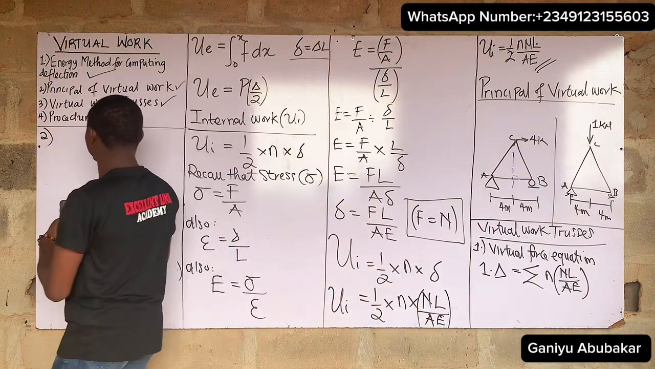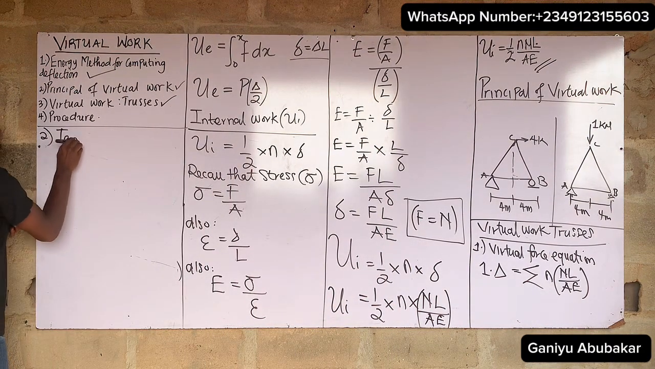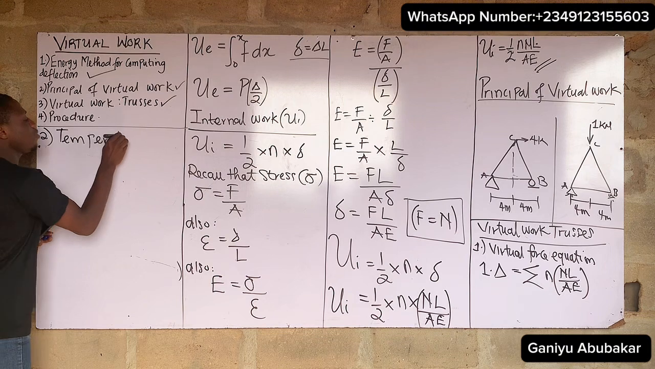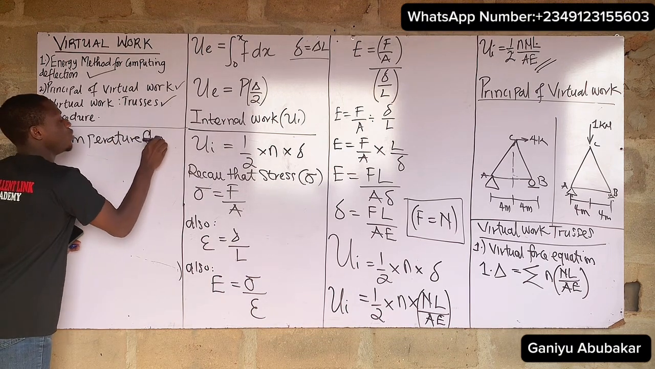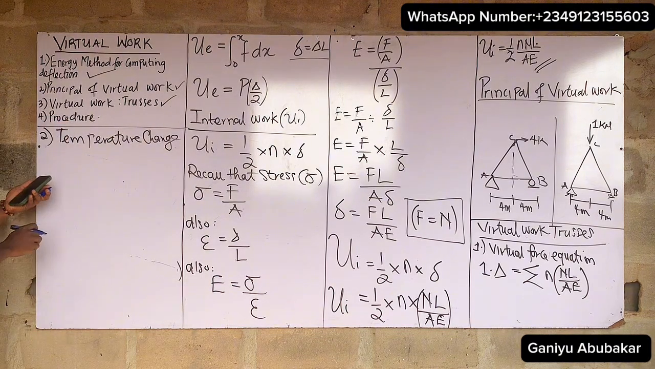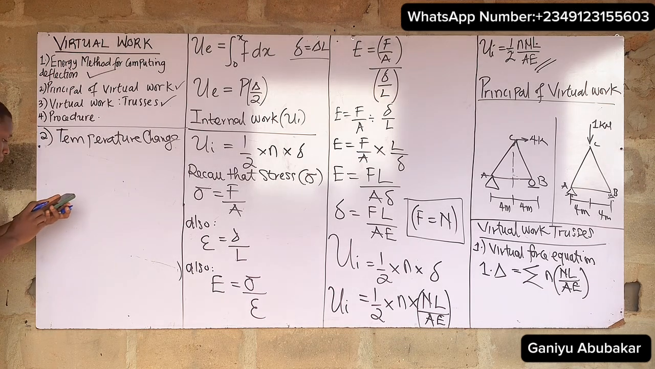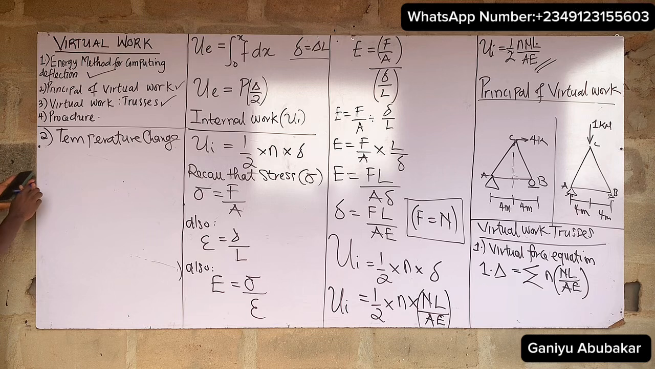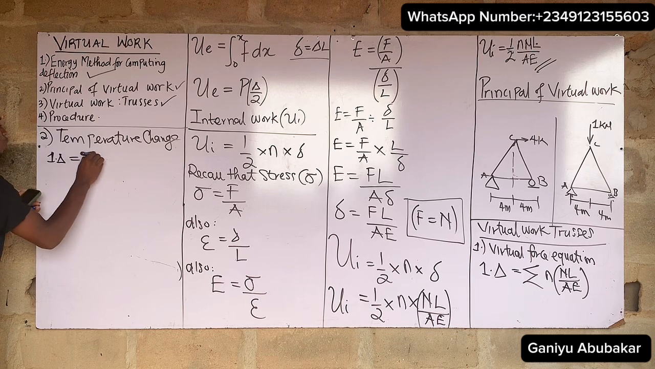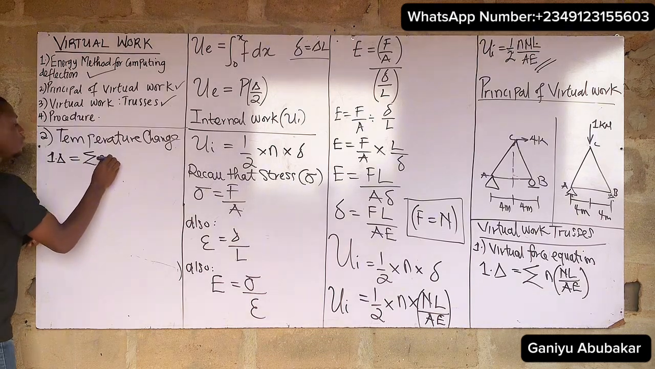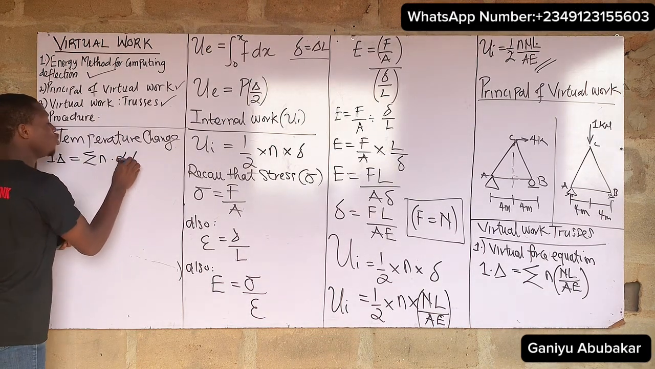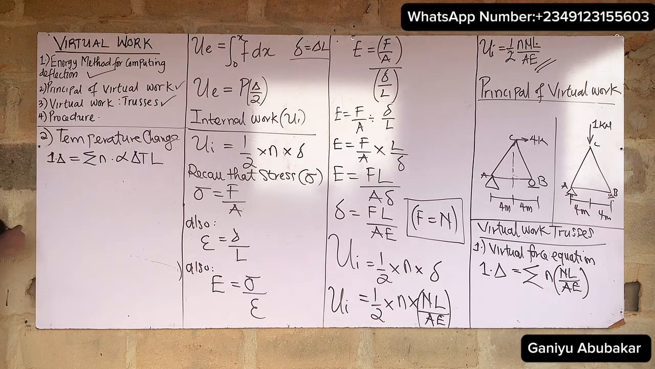So when it comes to temperature change, the virtual work done is given by 1 dot delta is equal to the summation of n dot alpha delta T L. Please know this, very important.